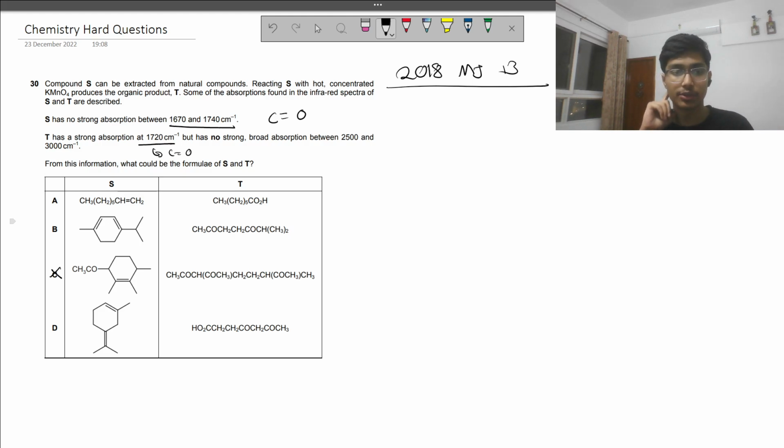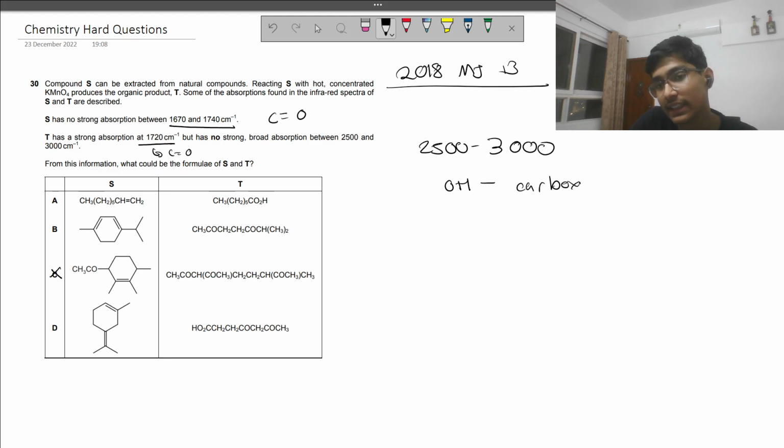That is most likely to occur, but T has no strong broad absorption between 2500 and 3000. So what does this mean? We need to know that 2500 to 3000 is the infrared range for the hydroxy group of a carboxylic acid. So if this isn't present, what does that indicate to us? This indicates that there is no carboxylic acid functional group present. So you can automatically eliminate option A.